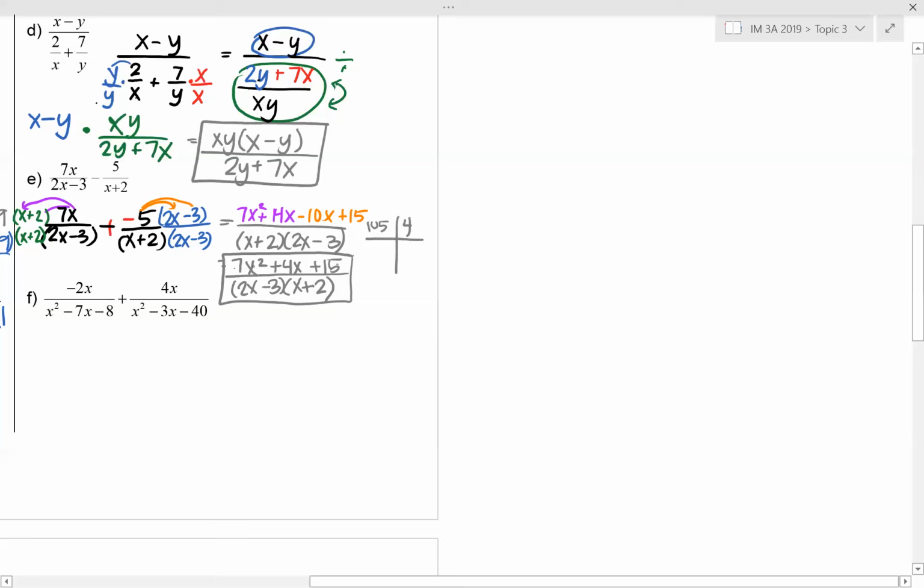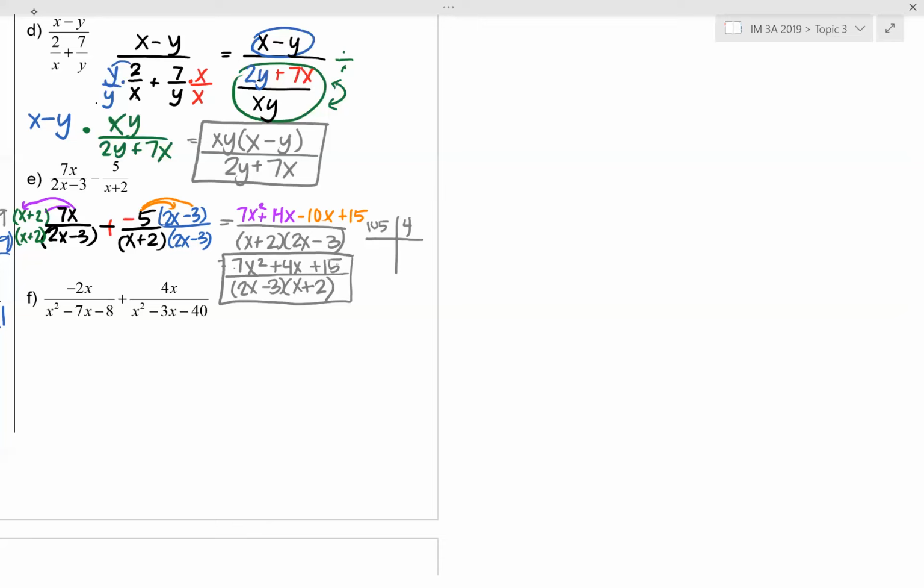F is asking us to add. So in this case, we can factor our denominators. So in E, we had two totally different denominators. So we were just multiplying by each other's denominators to simplify. For F, we want to factor the denominators to identify our common denominator.